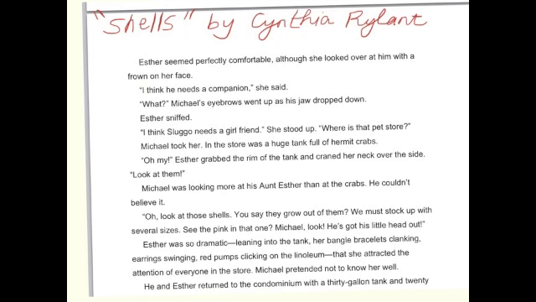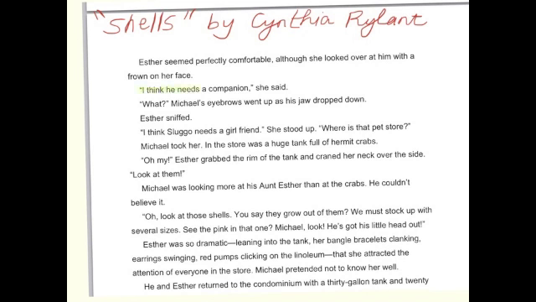Let's take a look at a scene from Shells by Cynthia Rylant. Here we pick it up towards the end where Esther and Michael are having this conversation about the hermit crab, and she actually ends up wanting to go purchase more. Let's read it, just reading the quotes without any of the description.